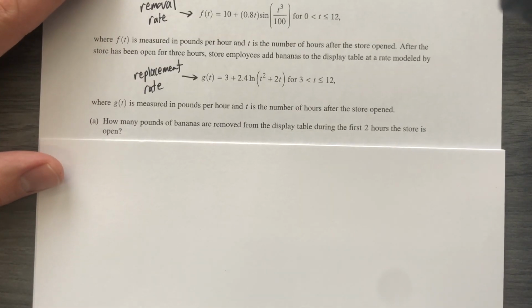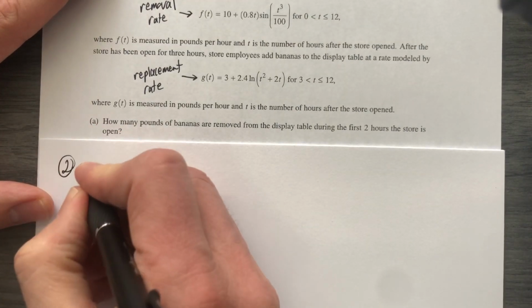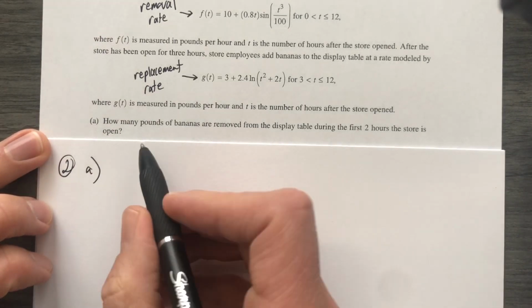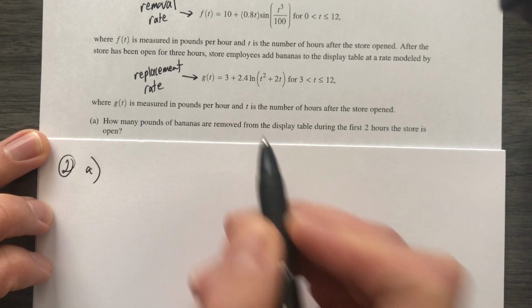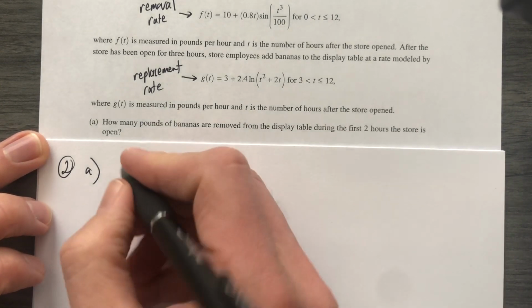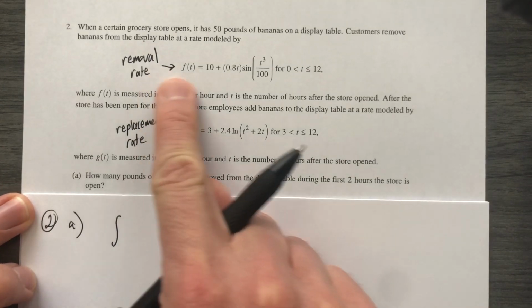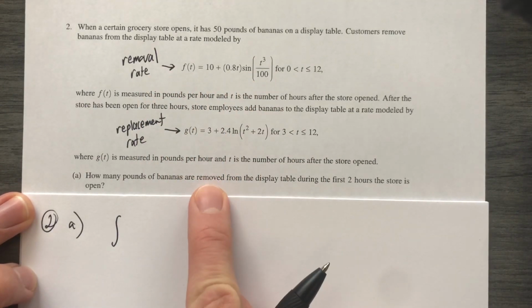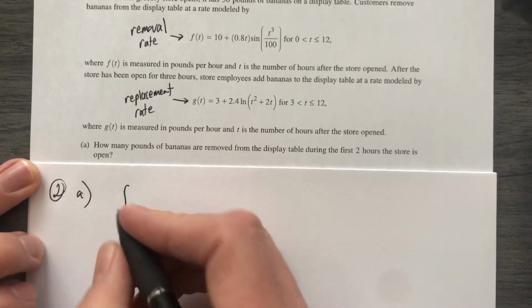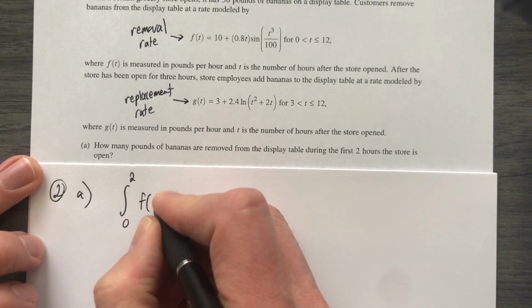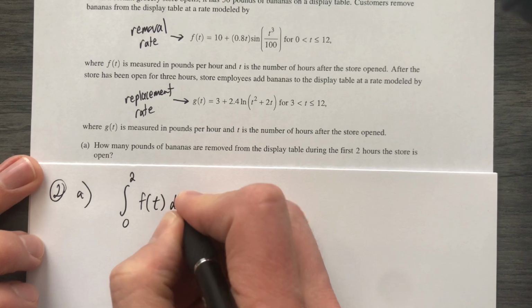Let's do number 2. Part A, I should say. We've already done number 1. How many pounds of bananas are removed? Okay, if I want to know the quantity, I'll take the integral of a rate. And this is a rate. And I want to know the removal rate accumulated from 0 to 2. So here we go, the integral of f of t dt.